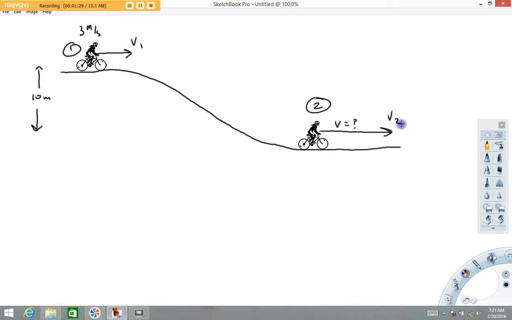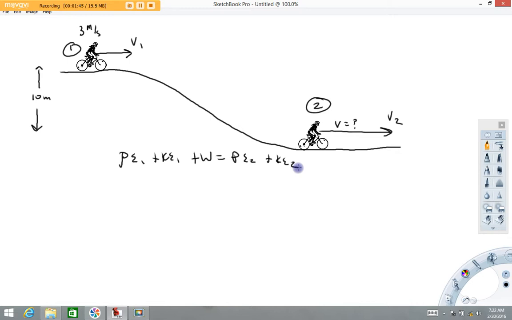Okay. Now I'm going to go ahead and write out the work energy theorem, which says PE1 plus KE1 plus work equals PE2 plus KE2. And we're just going to go through it term by term.